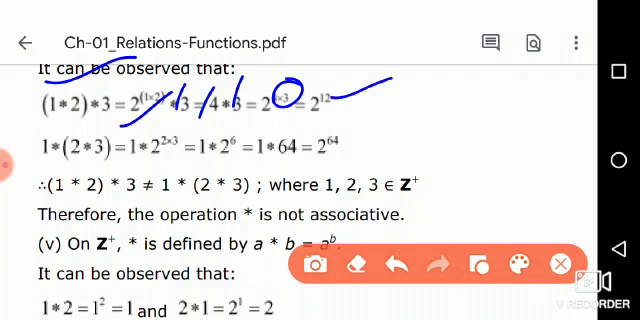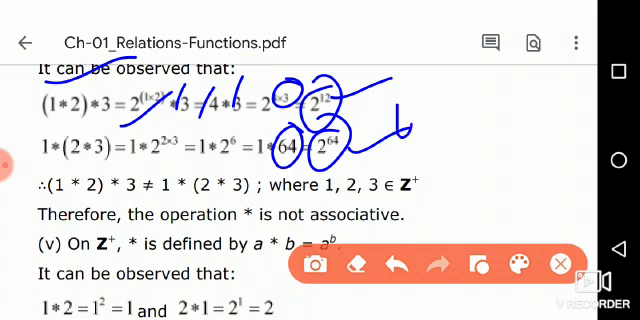Similarly, we can say that 1 star (2 star 3) is equal to 1 star 2 to the power 2 cross 3, that is 1 star 2 raised to 6. 2 raised to 6 is nothing but 64. 64 into 1 is 2 raised to 64. But 2 raised to 12 and 2 raised to 64 both are not equal. That is, LHS is not equal to RHS. Therefore, in this case, once again, we can say that for all A, B, C belonging to Z plus, the binary operation star is not associative.